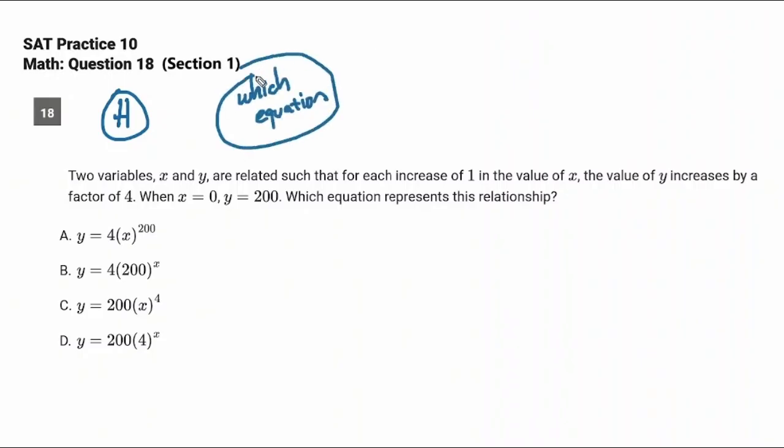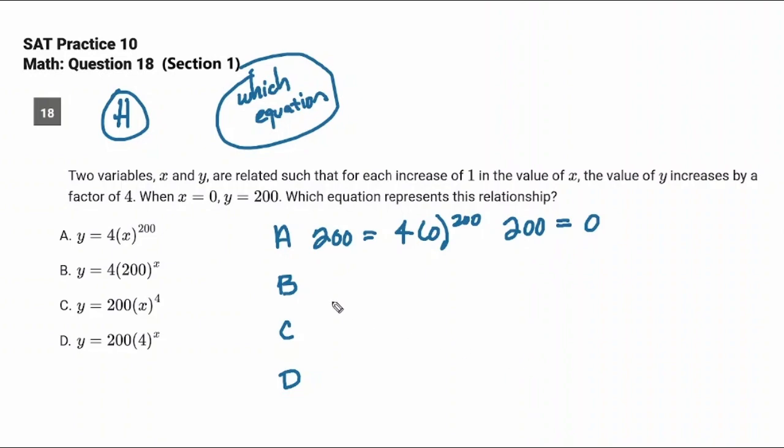So the question's real simple. Which equation? This first sentence is real hard. It's complex. Words are hard. Maybe it matters, but Evil Testing Service tells you when x is 0, y is 200. So let's just try those numbers out. See what happens. A says y, that's 200, equals 4 times x, that's 0, to the 200. All right, what is 0 to the anything? It's just 0. So it says 200 equals 4 times 0, which is 0. Is that true? It's not true. So it can't be right.